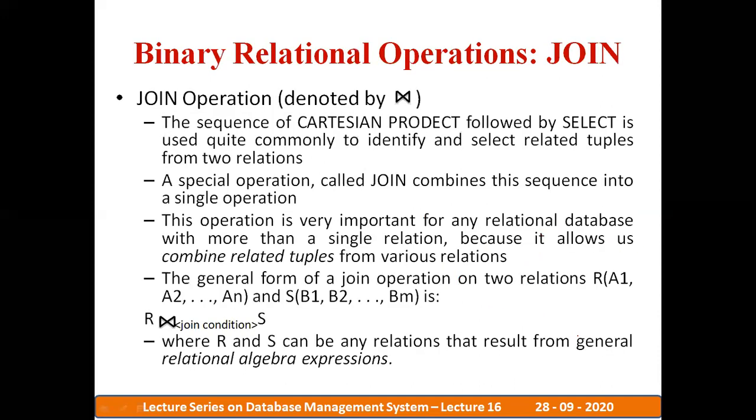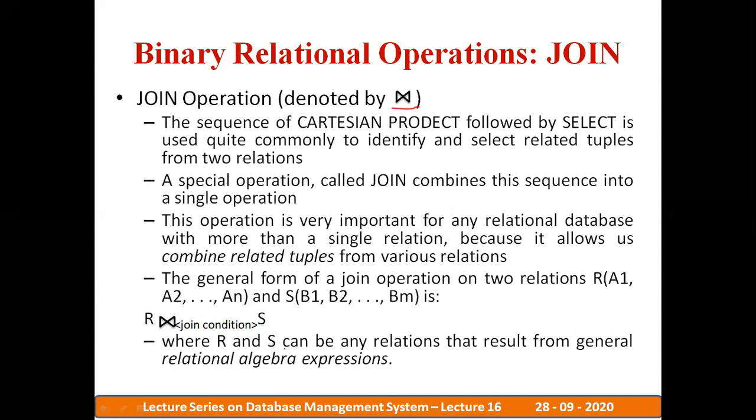Now let's move on to the binary relationship operation, that is a join. The join operation is denoted by this symbol. The sequence of a Cartesian product followed by a select is used quite commonly to identify and select the related tuples from the relations. After performing the Cartesian product, that is m into n possible tuples, we are going to perform the select operation, that means we use the sigma notation. Normally we do this on two relations that are combined.